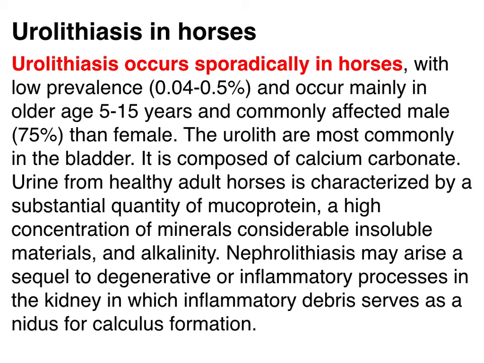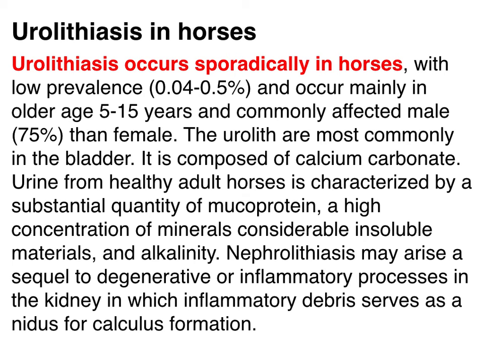As for stones in horses, urolithiasis occurs sporadically, always in individual cases, in horses with a low prevalence of 0.004, and occurs mainly in older ages, 5 to 15 years, and commonly affects males, 75% versus females. The uroliths are most commonly in the bladder. They are composed of calcium carbonate. Urine from healthy adult horses is characterized by a substantial quantity of mucoprotein, a high concentration of minerals, and considerable insoluble materials.